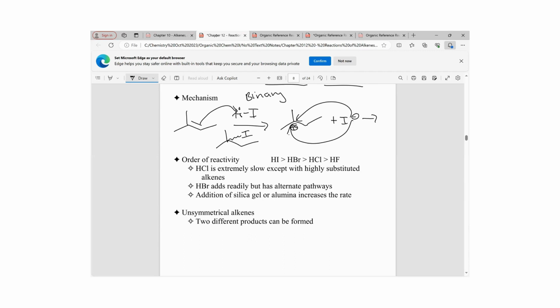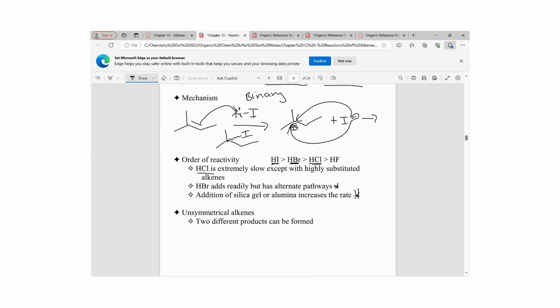Now, the order of reactivity: HI is the most reactive. HBr comes second, then HCl, and we rarely use HF. HCl is extremely slow unless it's very substituted. HBr, beware, can go through different pathways, and I'm going to show you one of those in just a moment. And you can always increase it. There's ways to increase things. In this case, you could use the addition of a silica gel or an alumina, but basically that is hydrohalogenation.